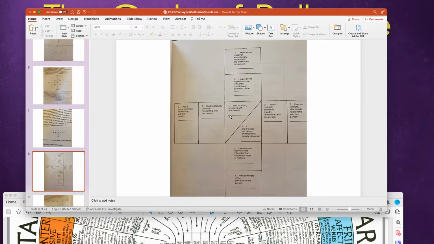Now, this one on the outside is about more being influenced, or whether you feel positive or negative about the person, warm or hostile, as the case may be. If you are very far to the right here, I had an intimate, affectionate relationship with this person. Coming more in grid, if you will, I had a mutually beneficial, friendly relationship. I feel no strong emotions. I had a relatively conflicted relationship. I had a highly conflicted relationship.